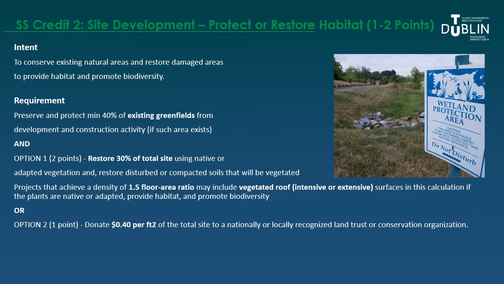The second option then, if you can't do that or won't do that, is to basically pay out, to suffer a penalty. So you have to donate at least 40 cents per square foot of the total site to a national or a locally recognised land trust or a conservation organisation. And you can see there that that's worth only 1 point, because obviously it's not as good as actually doing the work on site.